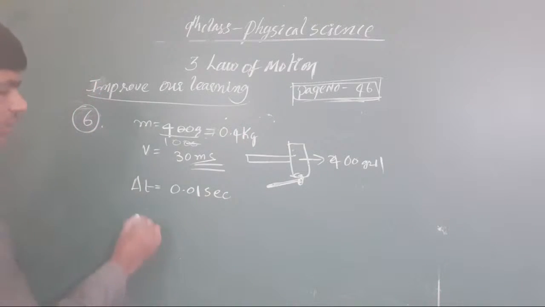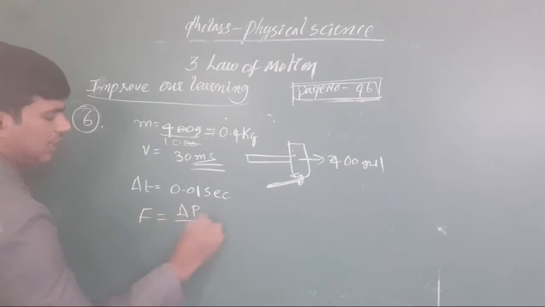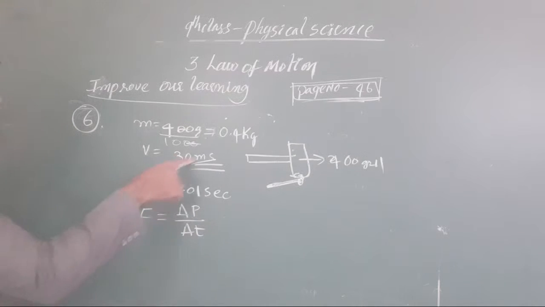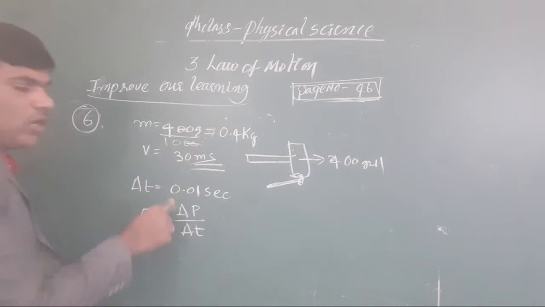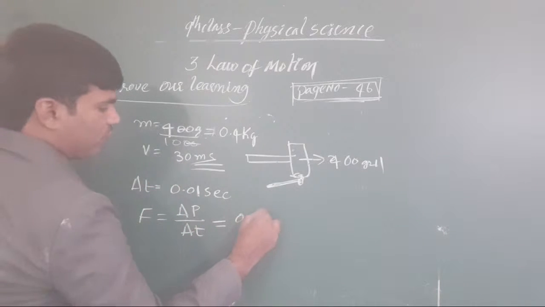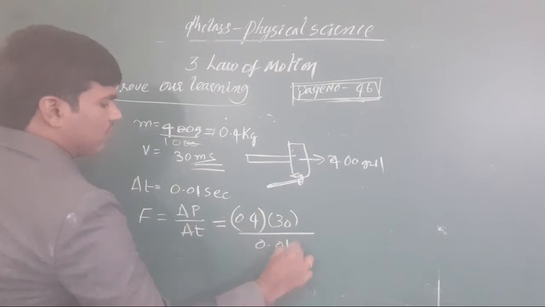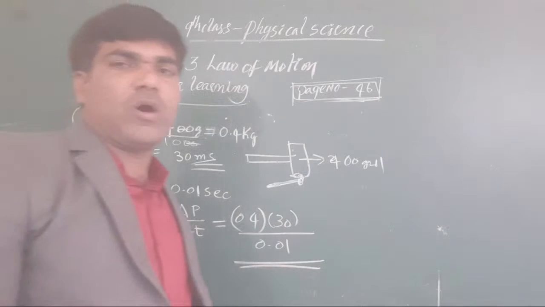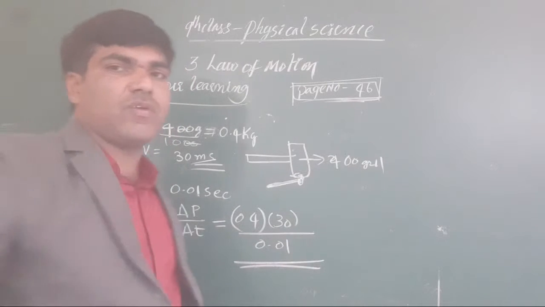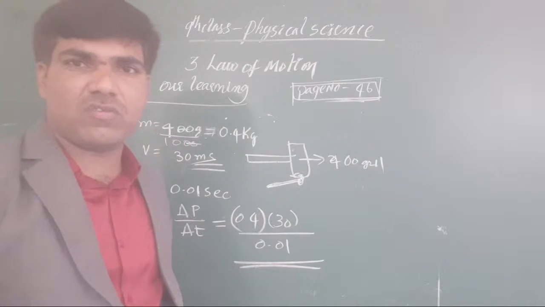Now the formula is F is equal to del P by del T. Here you write 0.4 into 30 divided by 0.01. At that time you will get the answer for our problem. Once do it. Okay, this is all about today's problems.